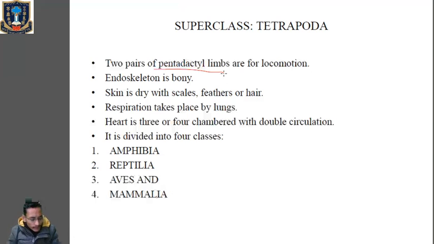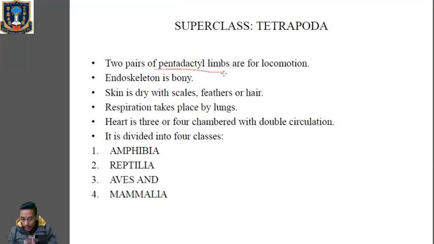Number 2, the endoskeleton is bony. The skin is dry with scales, feathers, or hair. Respiration mainly takes place with the help of lungs, and the heart is 3-chambered or 4-chambered, and they have double circulation. That means the blood will enter the heart twice.